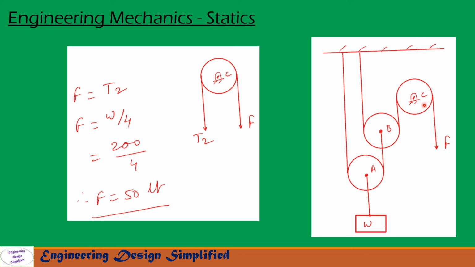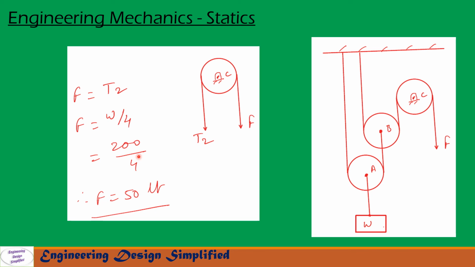Finally, let us draw the free body diagram of pulley C. For pulley C, we have force F acting downwards, and there is a tension T2 acting on this side of the string. So the free body diagram is shown here, and this side F and this side T2. From this we get F equal to T2. T2 we have already found in the previous slide, that is W by 4. So we get F equal to W by 4.